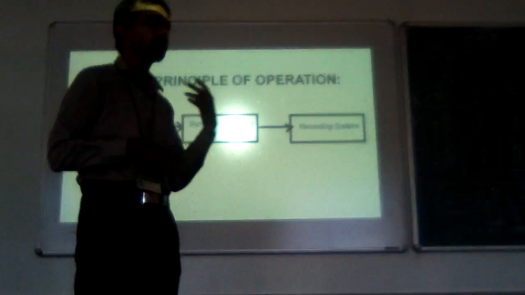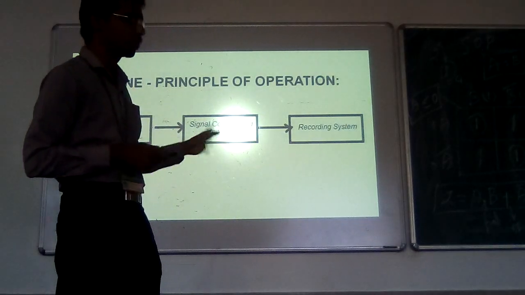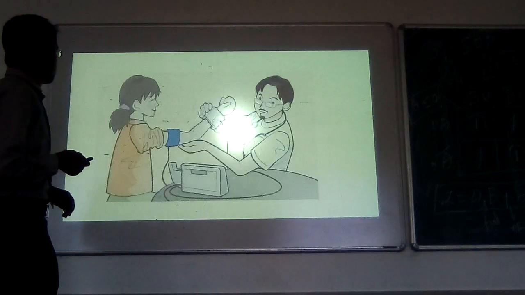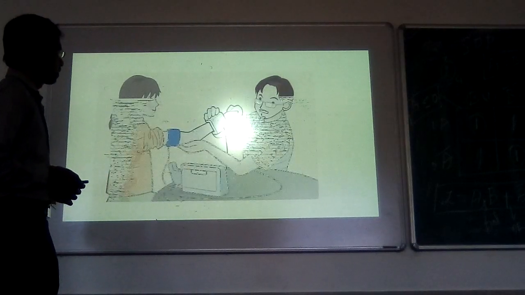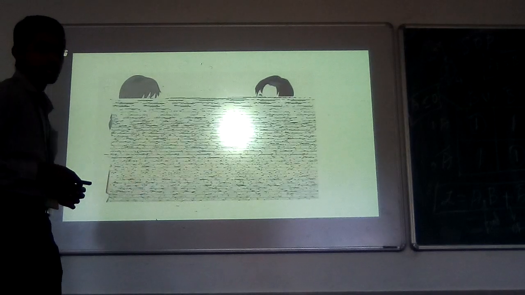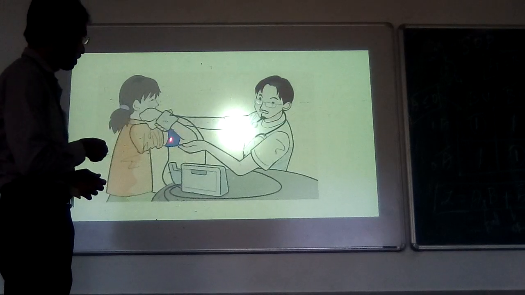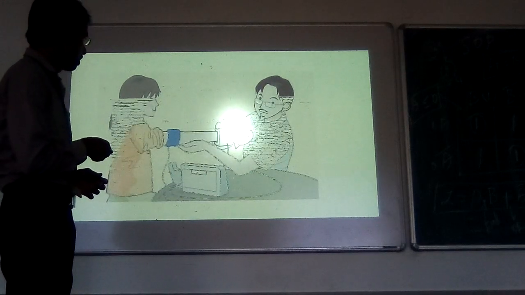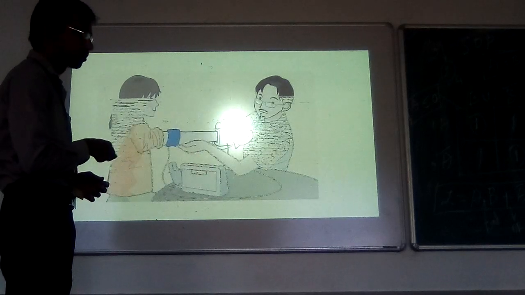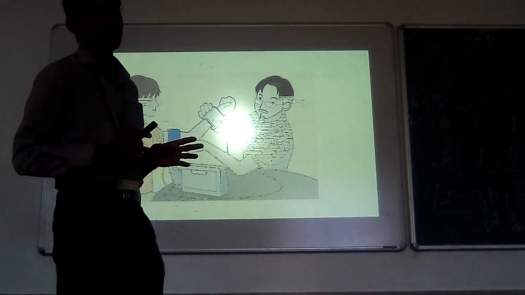The recording system may be a plotter, an oscilloscope, or a digital recording. For example, today we are not going to plot anything. We will see why. So this is what electromyogram is all about. What do you see? This person is the doctor and this is the patient. There are electrodes here and here. From the electrodes it goes to the oscilloscope or some recording device, where the doctor is visualizing. This is the setup.